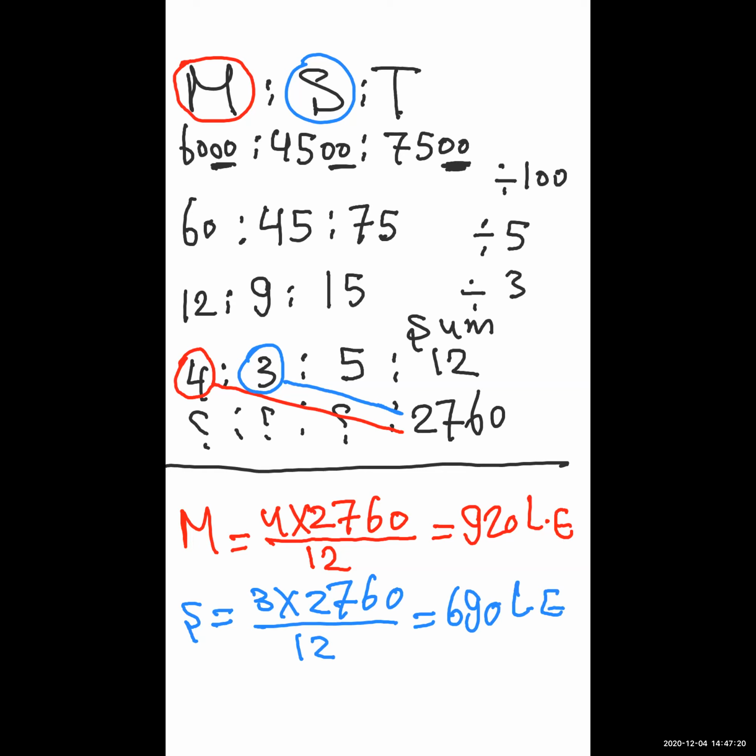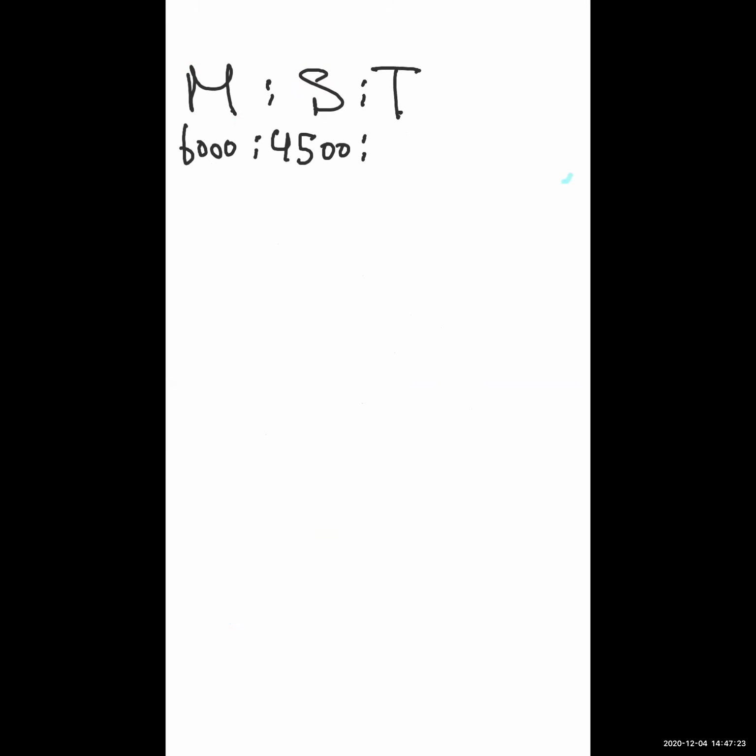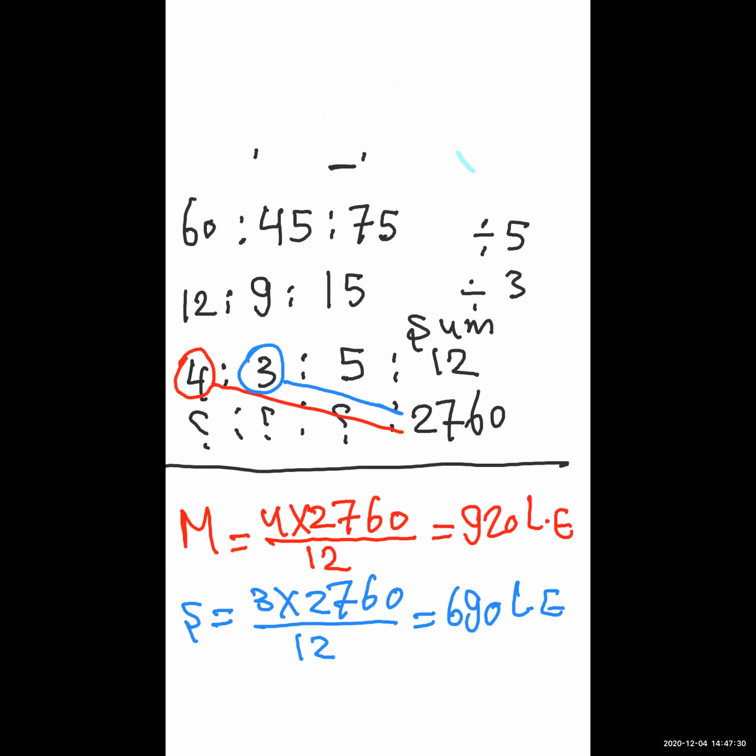Then the last one is Tamer. Okay, so let me clear the upper part on the board so that we can write down Tamer. So Tamer equals, what is Tamer here on the ratio? 5. 5 times 2,760 over 12. So it will equal 1,150 pounds.